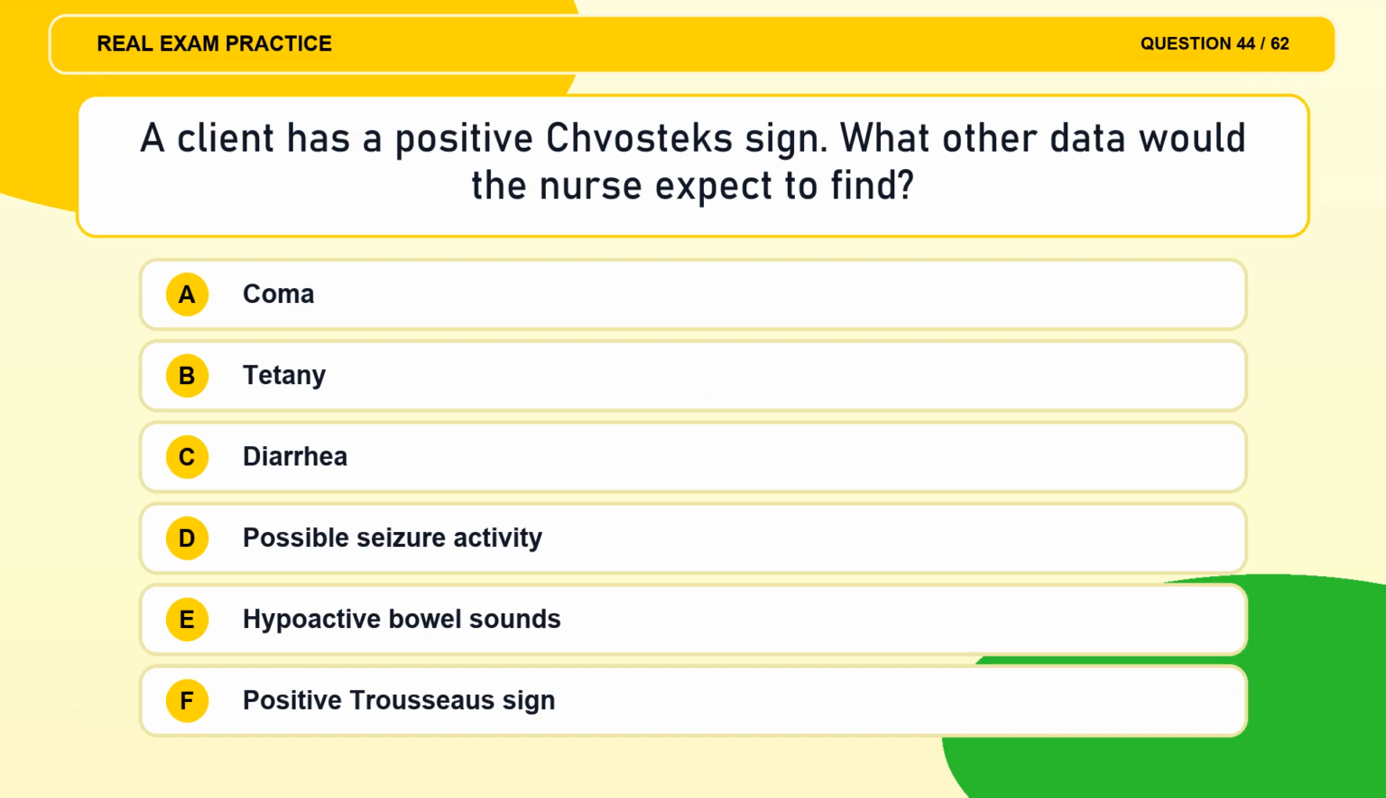Question 44. A client has a positive Chvostek sign. What other data would the nurse expect to find? Option A, coma. Option B, tetany. Option C, diarrhea. Option D, possible seizure activity. Option E, hypoactive bowel sounds. Option F, positive Trousseau sign.